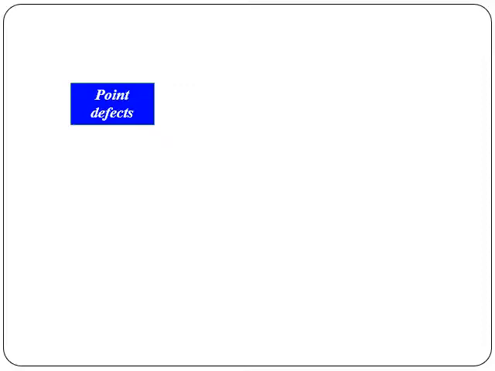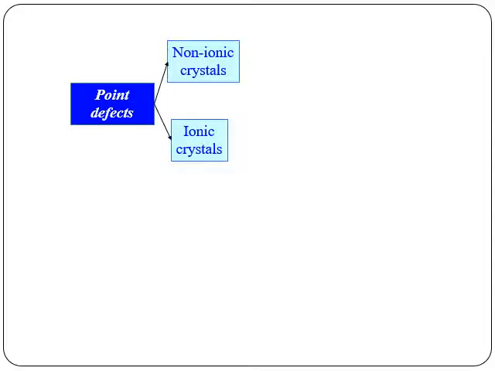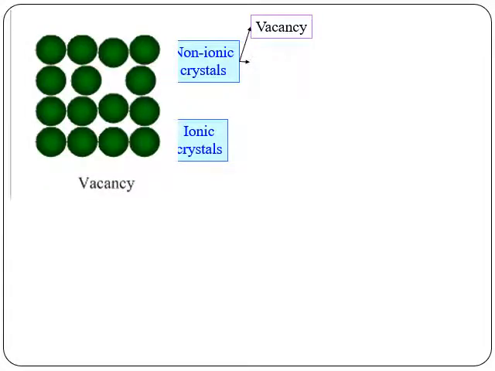Now, as we said, in point defects we have two categories: a non-ionic crystal and an ionic crystal. When it comes to the non-ionic crystal, the first point defect we call a vacancy. A vacancy is nothing but an atom missing from its place. If it is a perfect crystal, you would see one atom here. Whenever we say there is a vacancy, it means an atom is missing from its place. That's how we describe a vacancy.